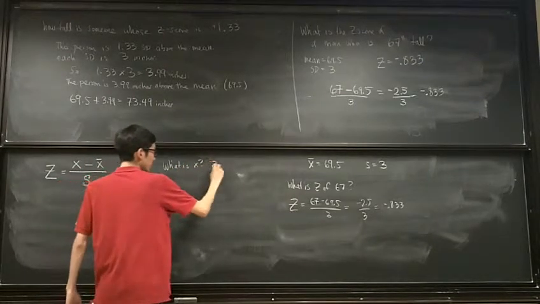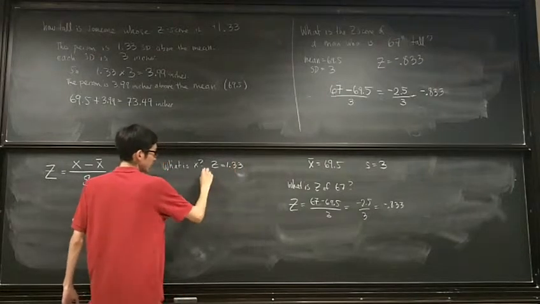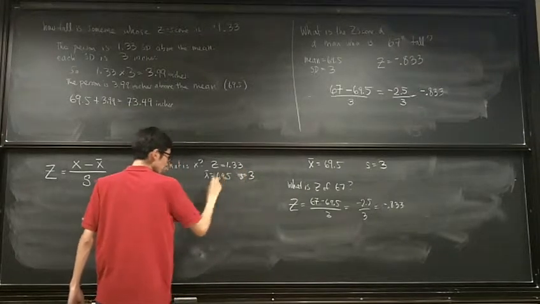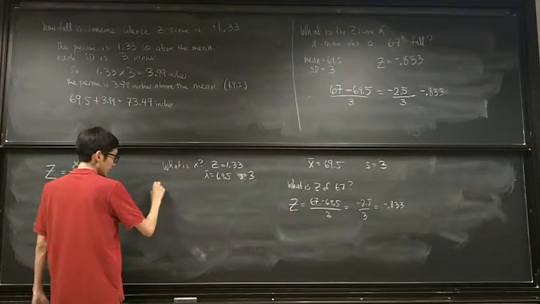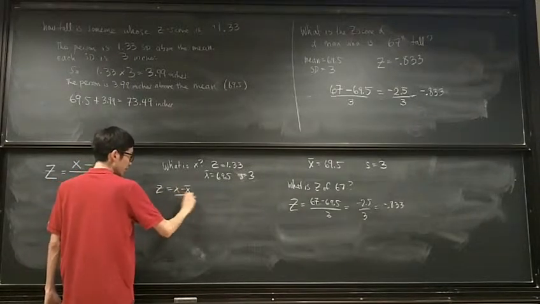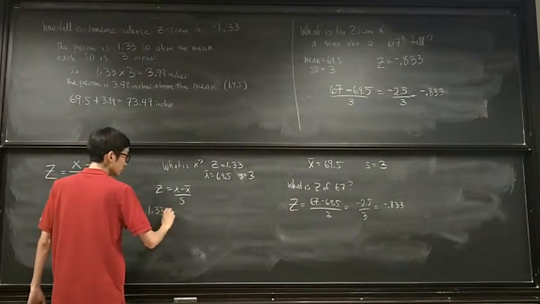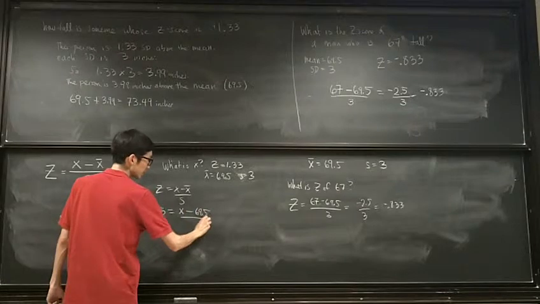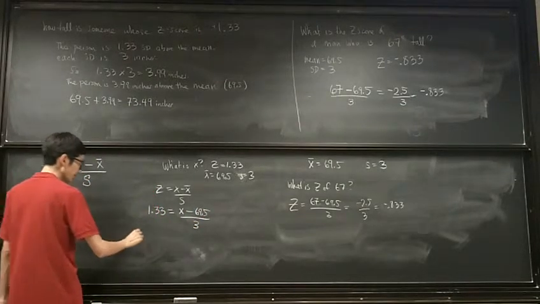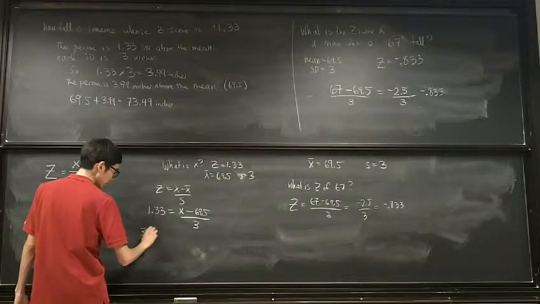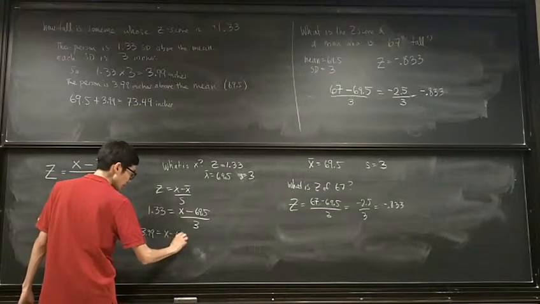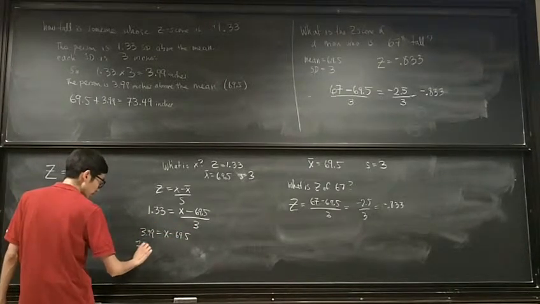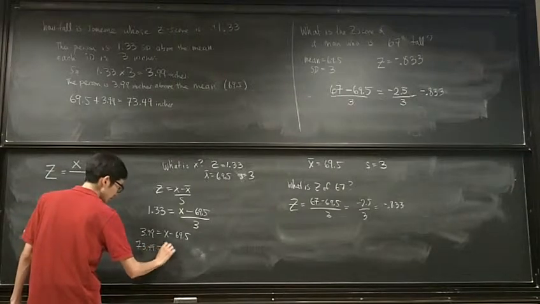Okay, z is equal to 1.33, and x bar, again, is 69.5, and s is equal to 3. So now, using z equals x minus x bar over s, I have 1.33 is equal to x, which I don't know, minus the mean, 69.5, divided by s, which is 3. I multiply both sides by 3, and I get 3.99 is equal to x minus 69.5. And I add 69.5 to both sides, and I get 73.49 equal to x.